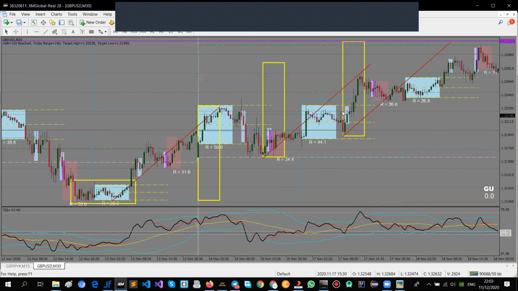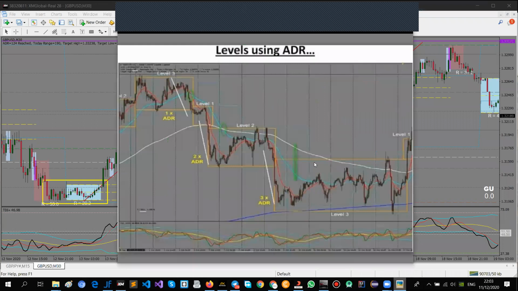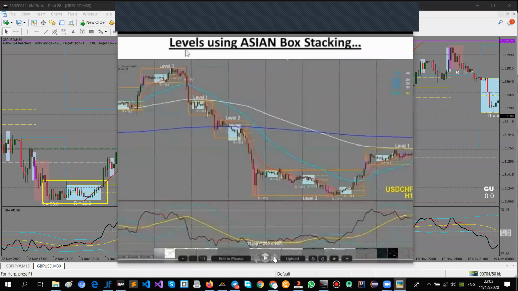This is how we count ADR levels using the trend lines. Check the first video on how to count using the vertical rectangles. So moving on to the third way that we could count levels, and that is called the Asian box stacking. It's the third method that we use to count levels.